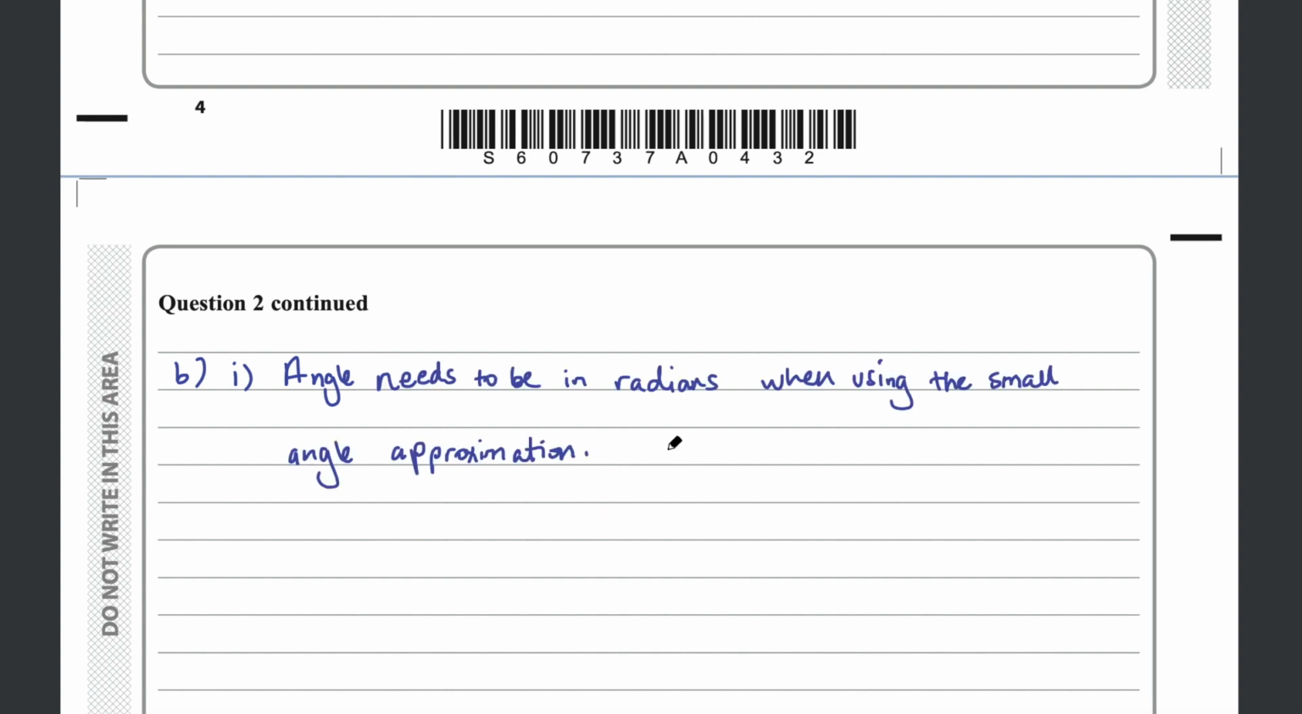And we can actually find what 5 degrees is in radians. So to change degrees to radians, we multiply by pi on 180. So this is pi on 180 times 5. And if you do that calculation, well, you could just simplify it. 180 divided by 5, that's 36. So this is actually pi on 36 radians.